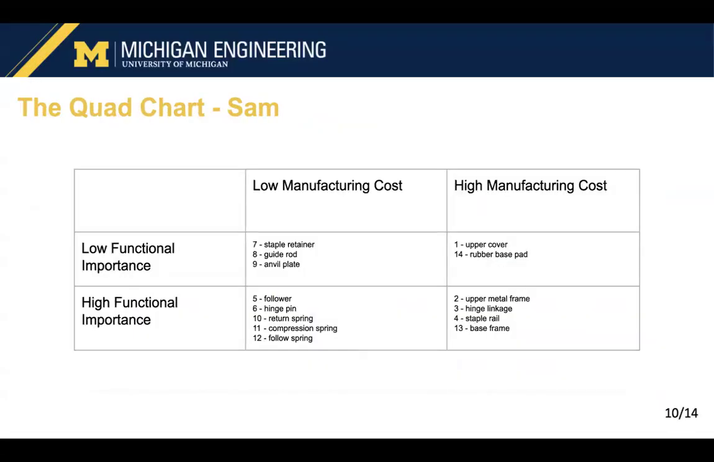For the quad chart, cost cutoff was decided at 8 cents. Functional importance was decided based on relevance to task performance. From this, we can see that the upper cover and rubber base pad show room for improvement with their high cost and low functional importance.